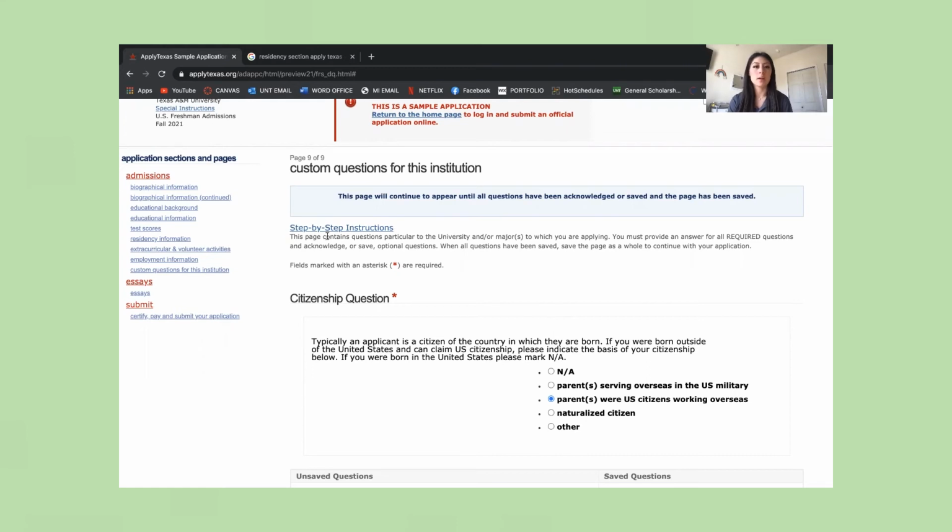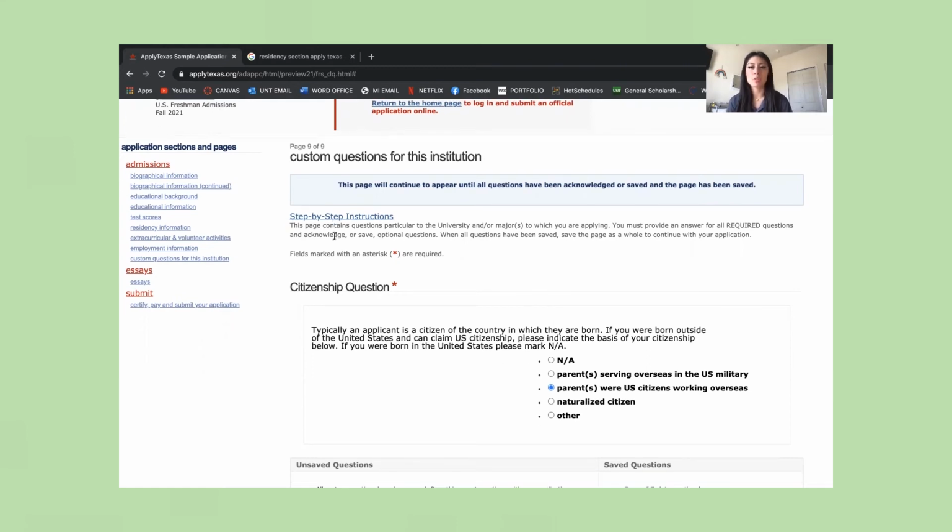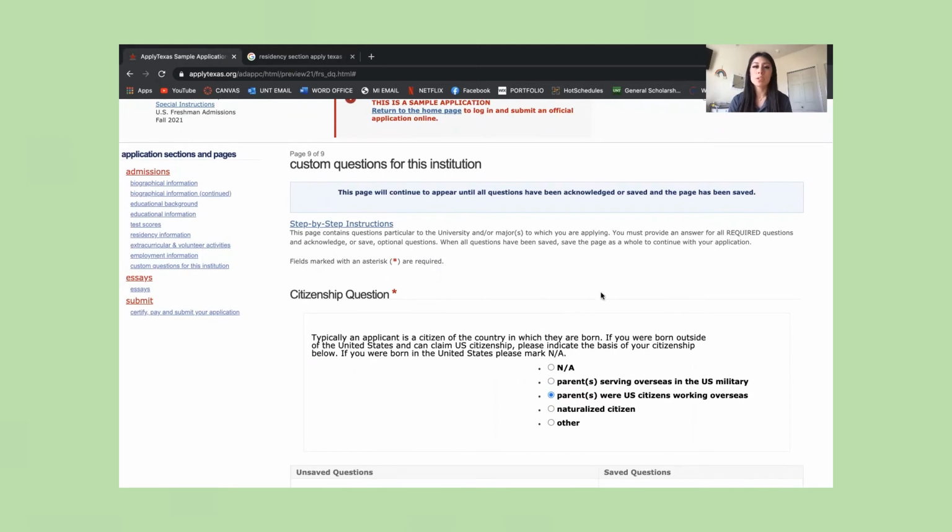As we can see here, it is giving us step-by-step instructions. The reason it's not showing anything for me right now is because this is a mock example, but whatever you see here is going to be very unique to the school you are applying to. We also have a citizenship question, and aside from that, I believe this is all that you're going to see in the page. But for this section, whatever you see is going to differ from the universities you're applying to.